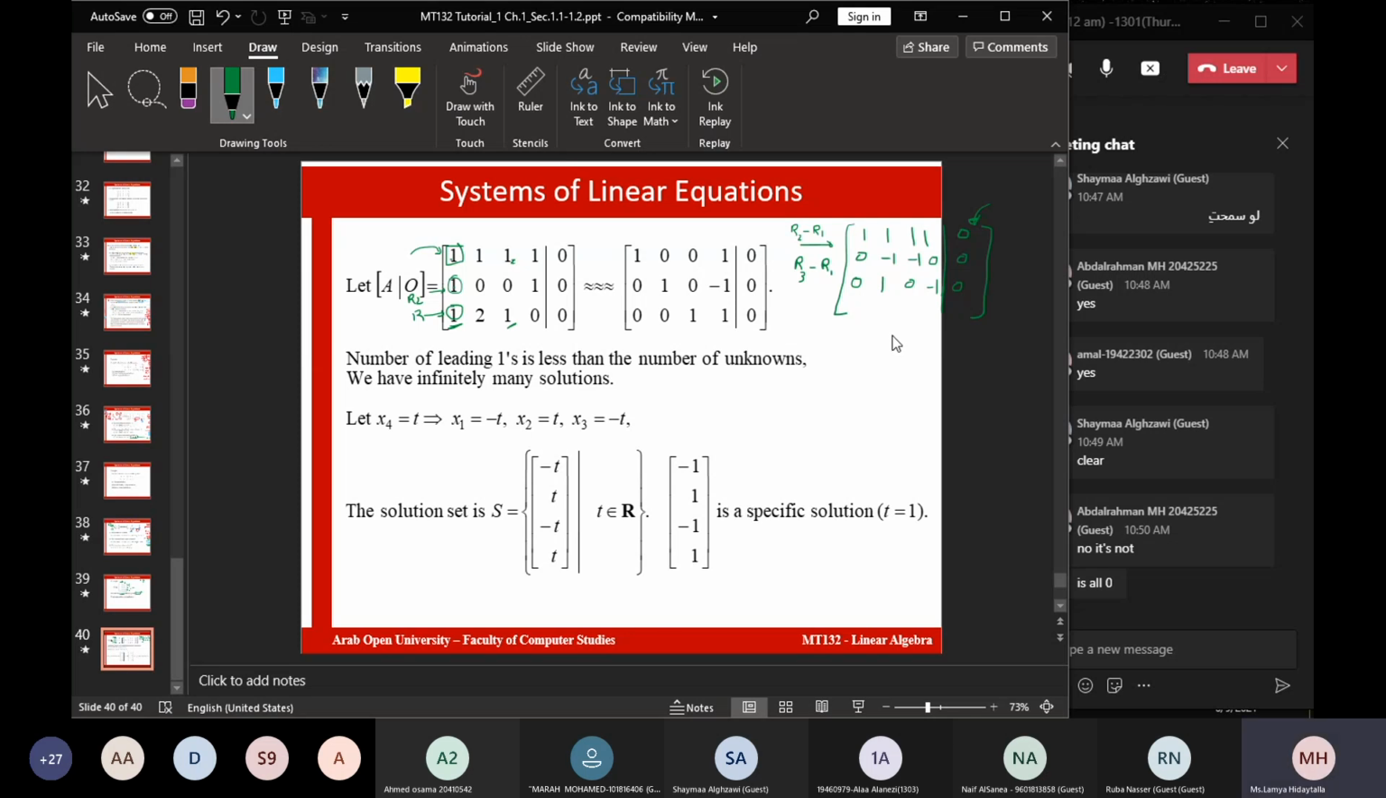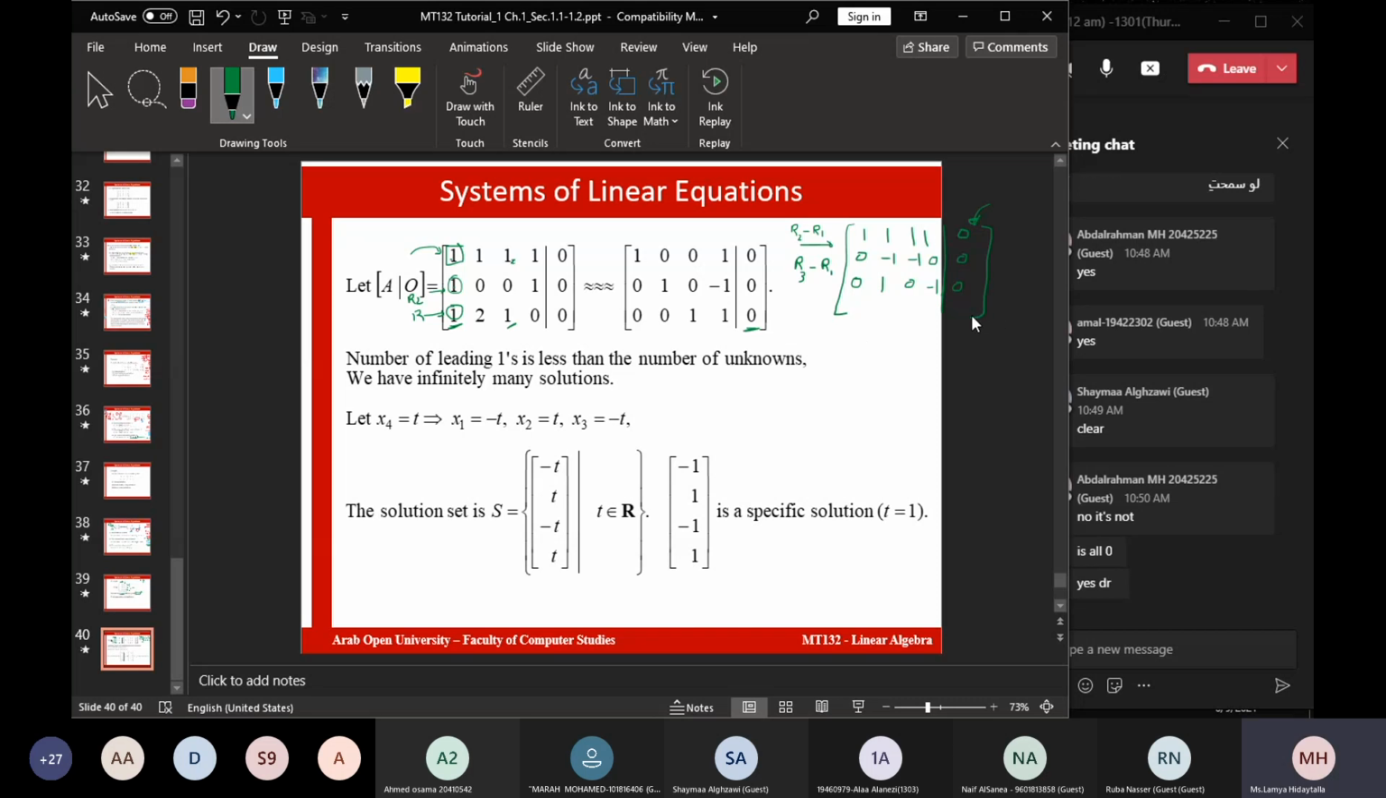Abdurrahman, is it clear what we are doing? Yes? All here should be zeros, correct? Right.